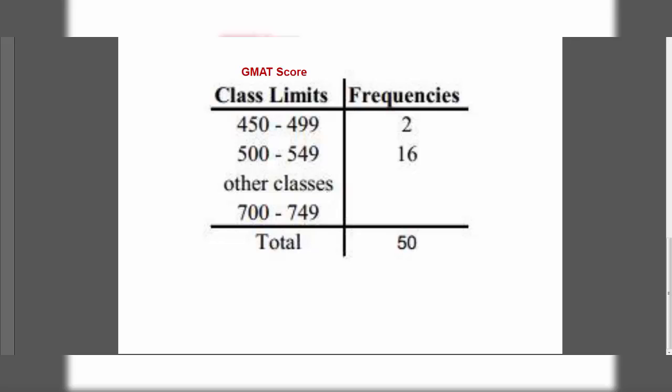Notice that some classes were missing. We weren't provided those. We could determine what they are based on the information we were given, but there is no need because the problem doesn't ask us to solve problems related to all of the classes, just specific ones. And notice we got the 50 here from our sample size, which we were given in the problem, 50 applicants.